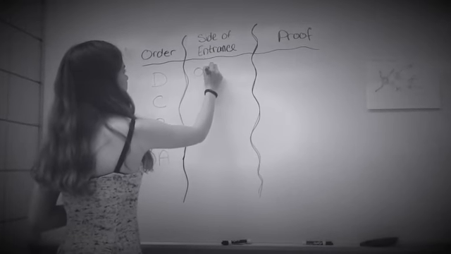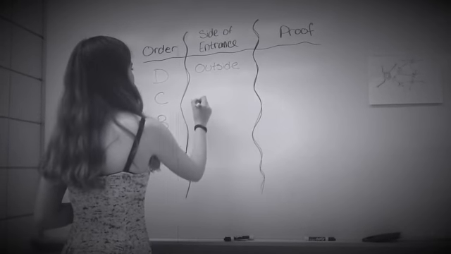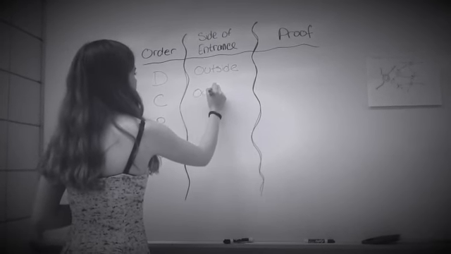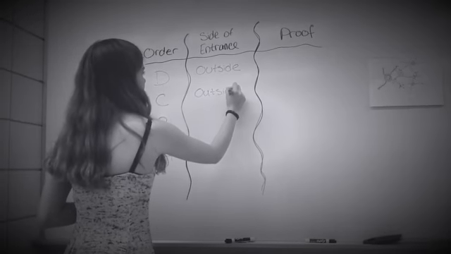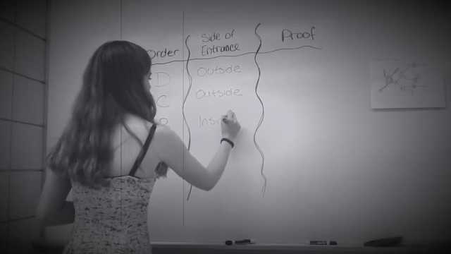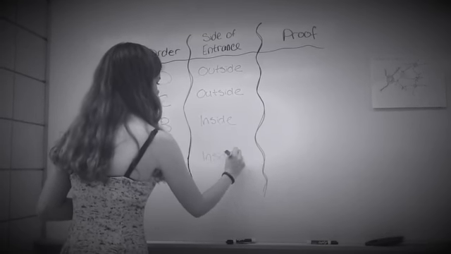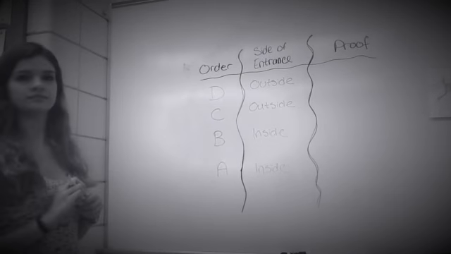Then you will fill out the side of entrance based on the size of the fracture. As we mentioned before, D and C came from the outside, while B and A both came from the inside of the window. We know that because the hole will always be bigger on the side opposite of the impact.